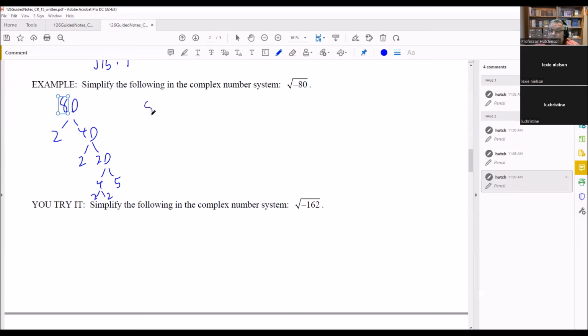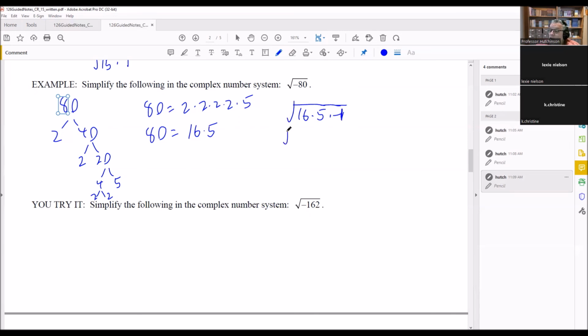So 80 is equal to 2 times 2 times 2 times 2 times 5, or I can also write it as 16 times 5, because I'm trying to see if I can find the largest perfect square out of that. So 80 can be written as 16 times 5. And I would want to know that because then I can write this as 16 times 5 times -1, just like that.